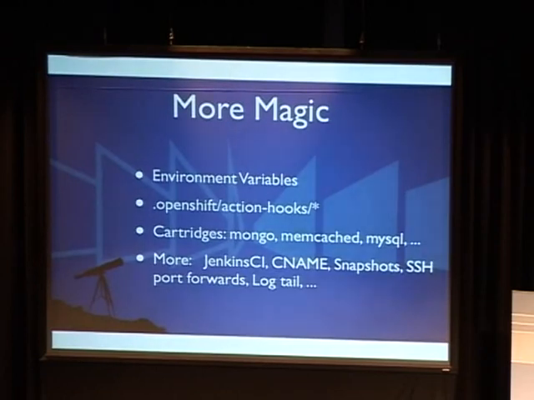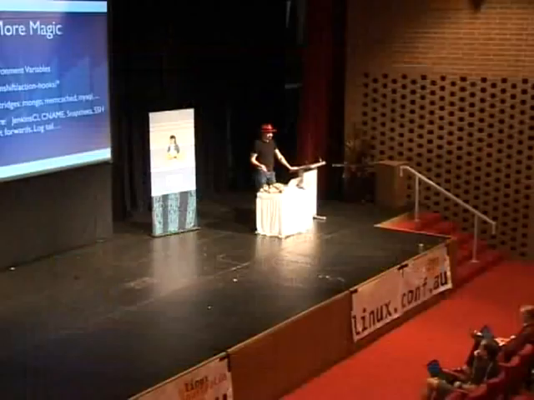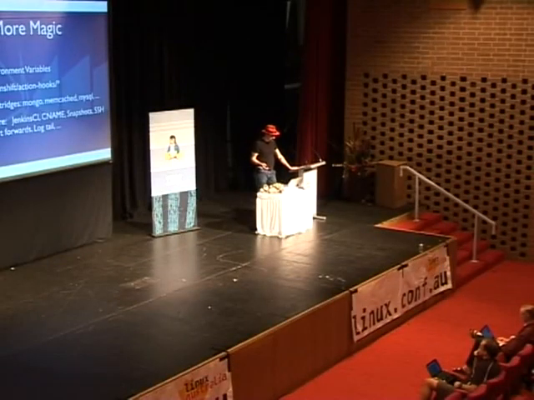We have a bunch of things called cartridges, which are additional services you can have in your application. If you want a Mongo database, or if you want Memcached or MySQL, or any one of many other things, you use the OpenShift commands to install those cartridges, and they appear in your application, and how to access them becomes available as environment variables.